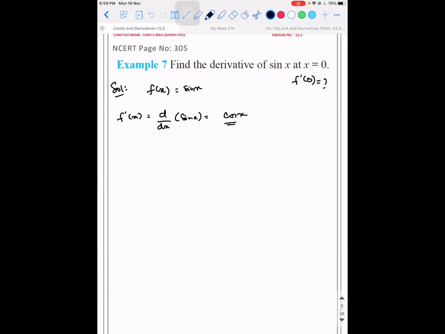They have asked f dash of 0 is equal to what? So what will be f dash of 0? It will be cos 0. What is cos 0? 1. That's the answer. So wherever you see this question at x is equal to something, the final answer will be some number. You will not have x in it.